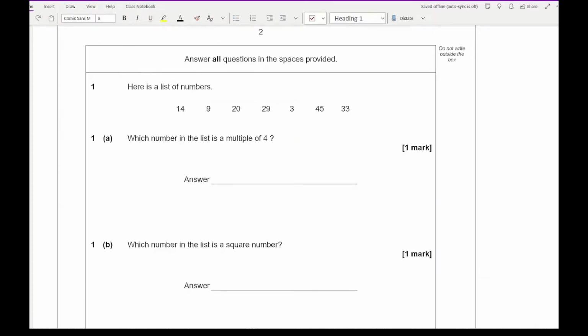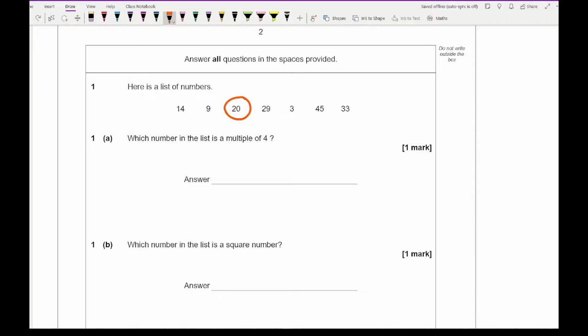So looking at question 1, it says here are a list of numbers, and part A is asking which of these numbers is a multiple of 4. So what this question is asking us is which of these numbers is in the 4 times table, and the one that you want to circle is going to be 20.